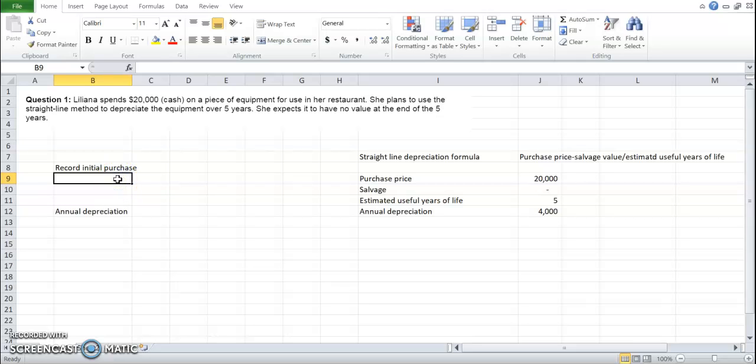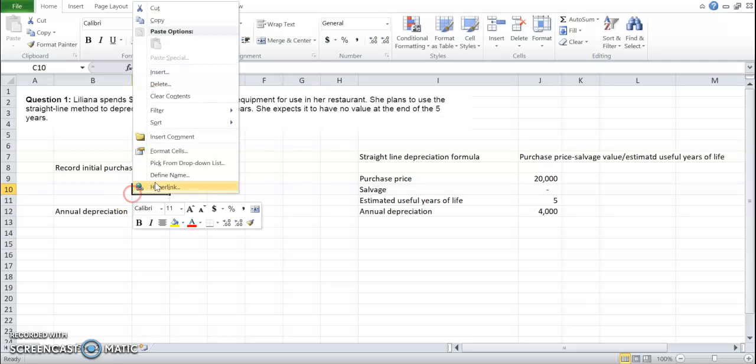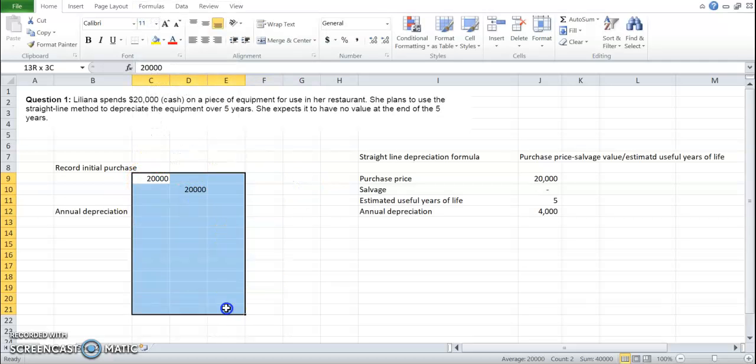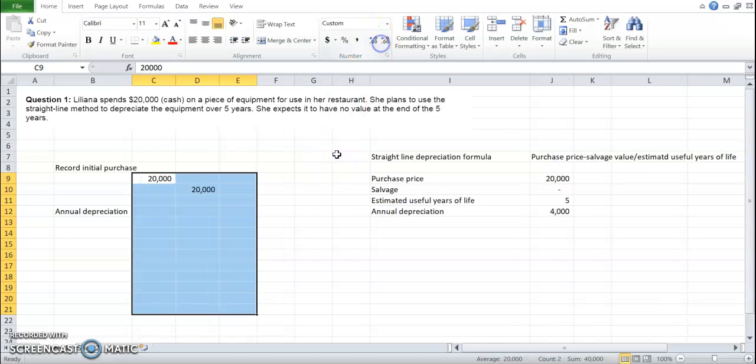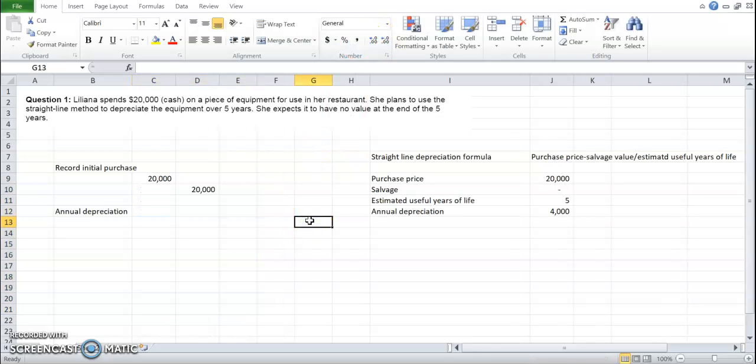To record the initial purchase, we have to figure out how much did we spend and what did we buy. So Liliana spends $20,000. So what we do know is these are going to be 20,000. Now what accounts is it going to be? How did she pay for the equipment? Well, she paid cash. Anytime you pay cash, it's always going to be a credit. Anytime you receive cash, it's going to be a debit. So in this case, this is going to be a credit.